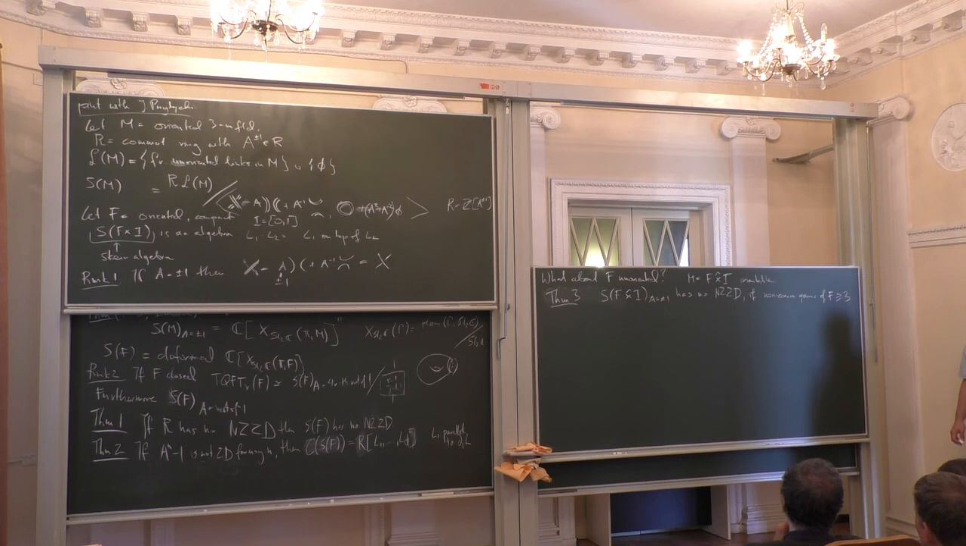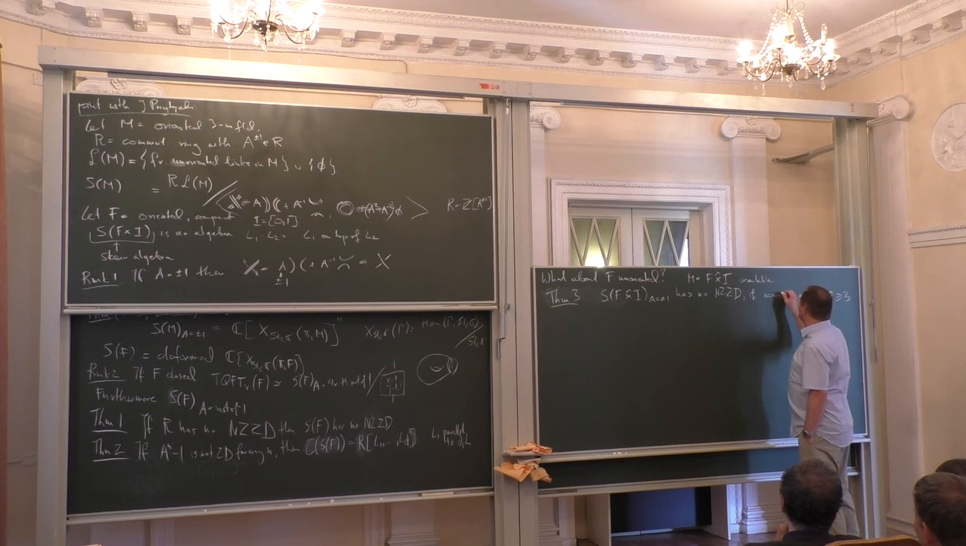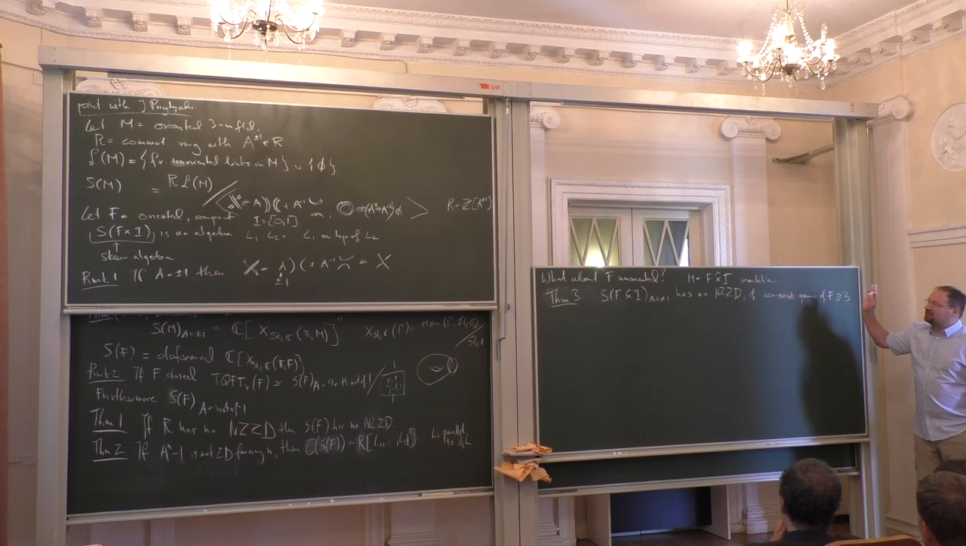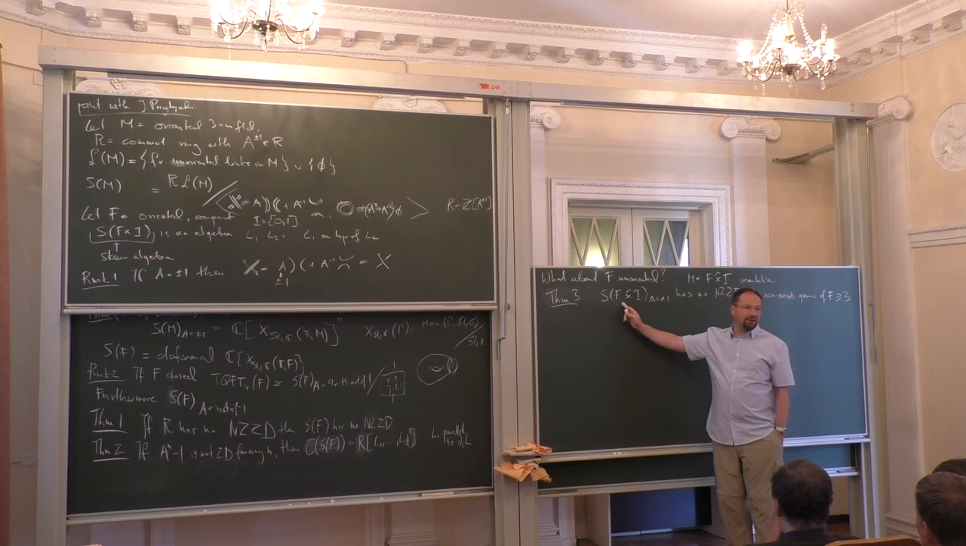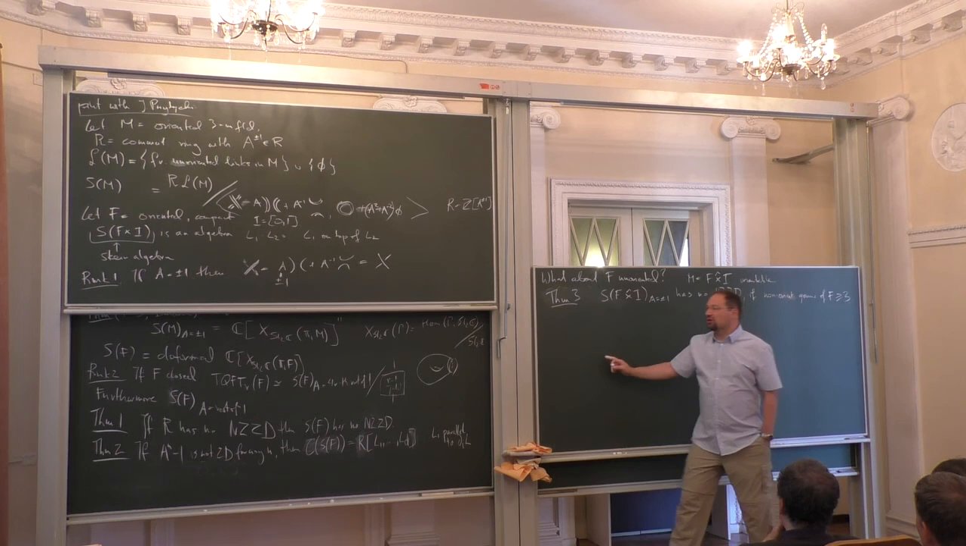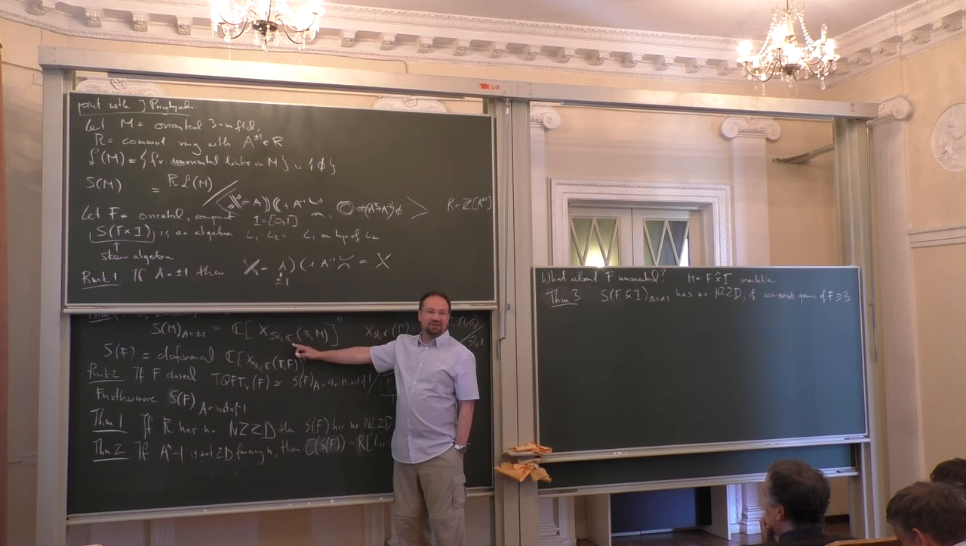You mean non-orientable genus? Yeah, non-orientable. And that's like the first big number? So, okay, let me tell you what that is. First of all, notice the following. This theorem is really obvious. If F has boundary, then the fundamental group is free. So a little bit of algebraic geometry will tell you right away that this right-hand side has no zero divisors.